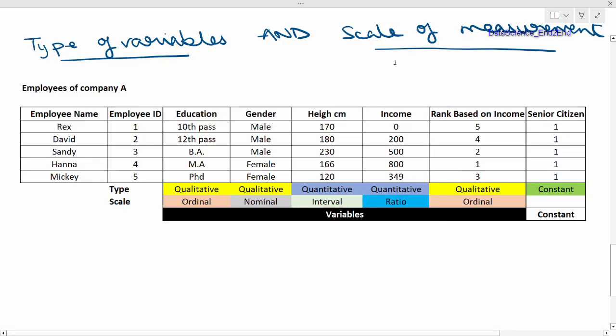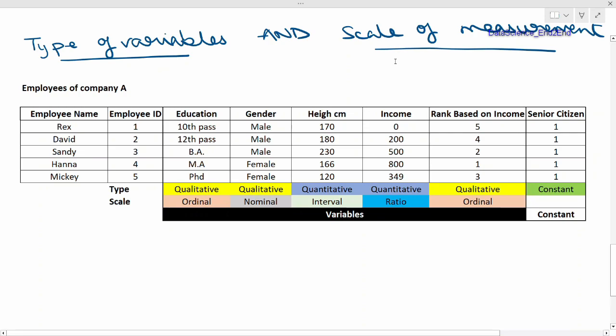In the last video, we talked about how you can take a sample out of the population. And in this video, we will talk about different types of variables and different types of scales of measurement. Suppose you went to company A and collected the data of 5 employees. This is the sample of the data that you have collected, and you asked those employees a few questions: what is their education level, what is their gender, what is their height, income, and you ranked them on the basis of their income, and finally you created a flag whether the employee is a senior citizen or not. This is the data that we collected.